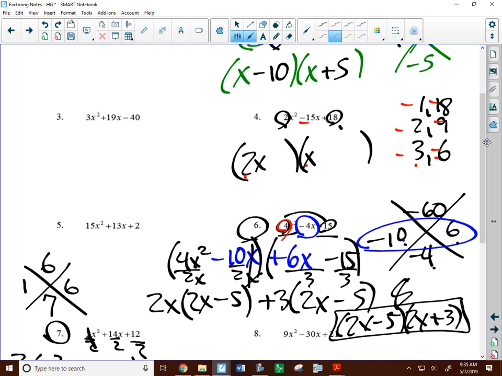So let's see. In my mind, 2, 18. I don't think 1 and 18 is going to work. We try 2 and 9. Would that work here? 2 times 1 is, so I'm now doing the O and the I. 2 times 2, I get negative 4. Here I get negative 9. It's close, didn't work. What if I flip it around? 18 and 2. No, it didn't work. Looks like it might be 3 and 6.